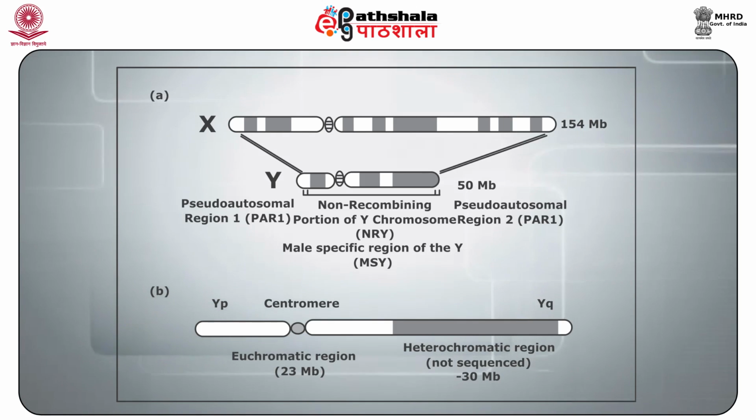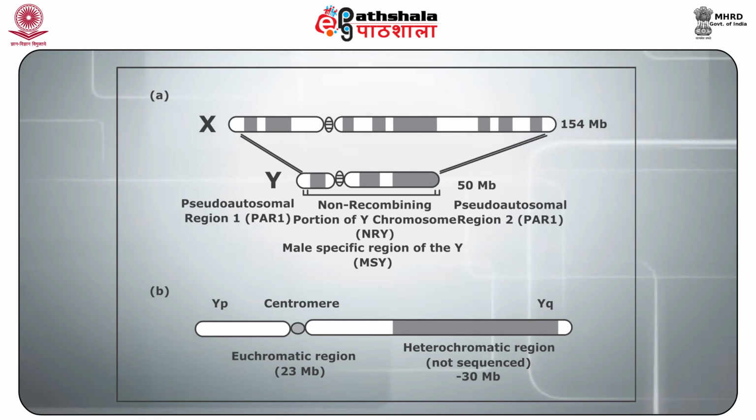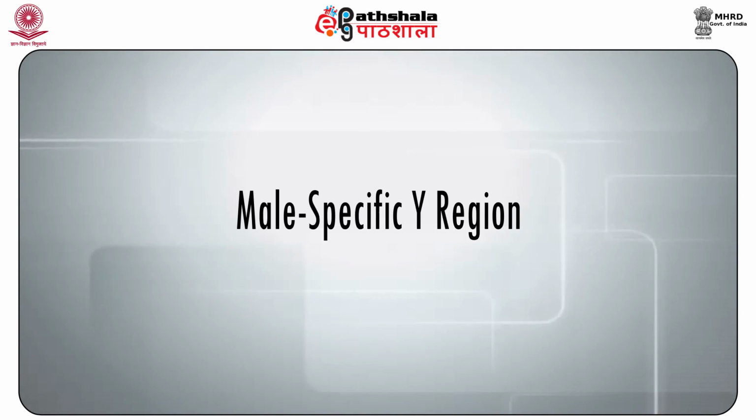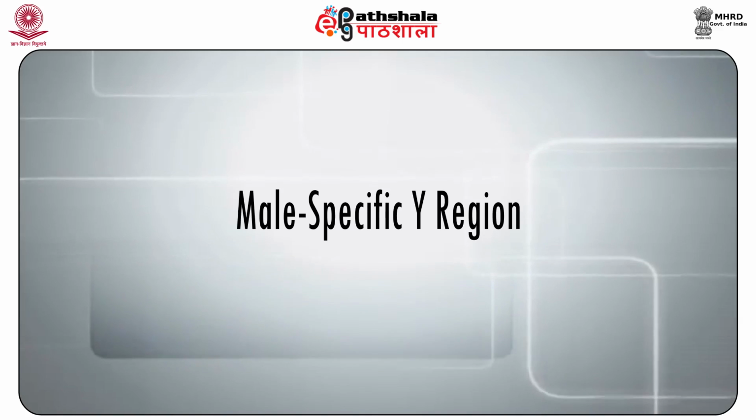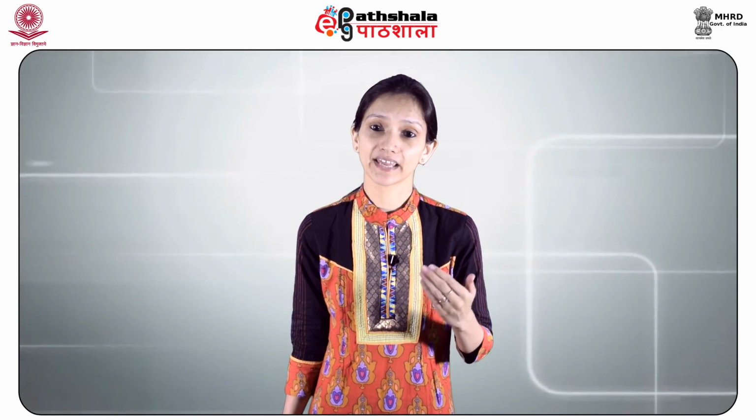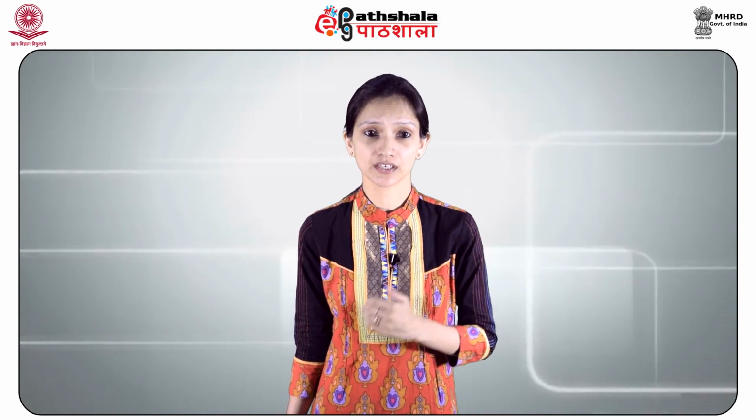In this figure, we can see the schematic diagram of the X and Y sex chromosomes. And in the B portion, we can see the Y chromosome is composed of both euchromatic and heterochromatic regions. Second is the male-specific Y region. The remainder of the Y chromosome is known as the male-specific Y region. It was previously called the non-recombining Y region or the NRY region. It does not participate in homologous recombination. However, certain sections involve intrachromosomal gene conversion.